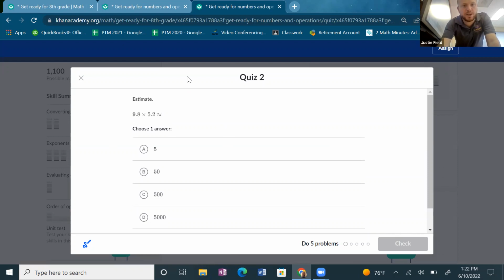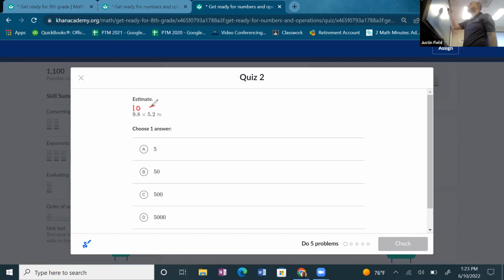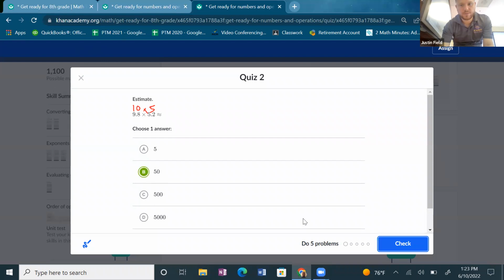Okay, estimate. So you should know how to multiply with decimals, but this one says estimate. So I'm going to round. I'm going to round that to 10, round that to 5. So my estimate is 50. Very important, especially in the real world, to be a good estimator.